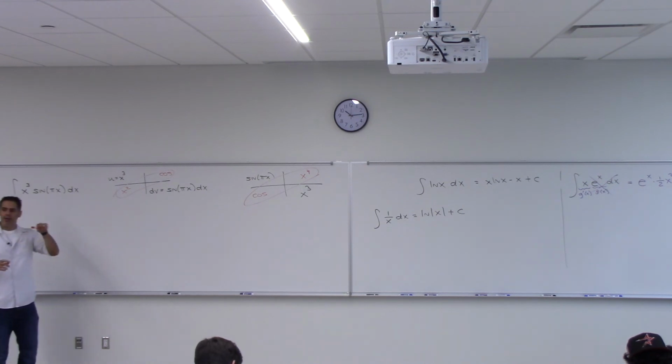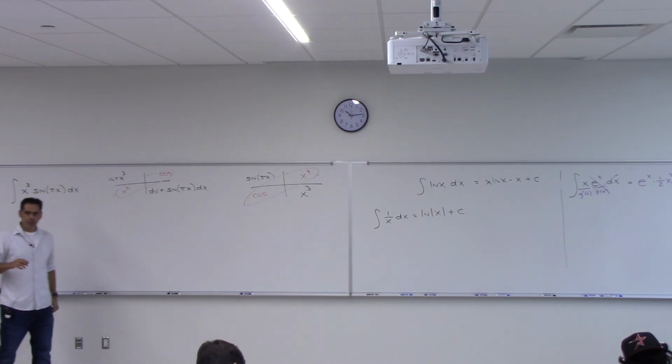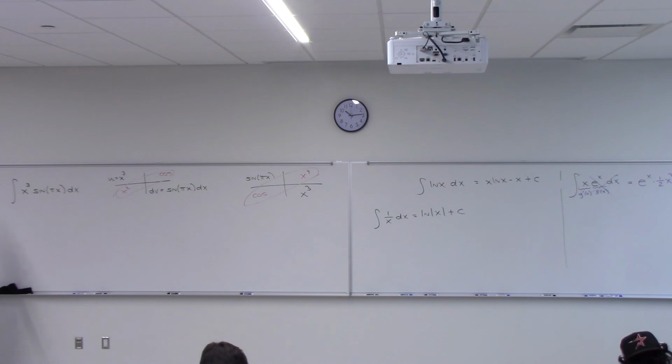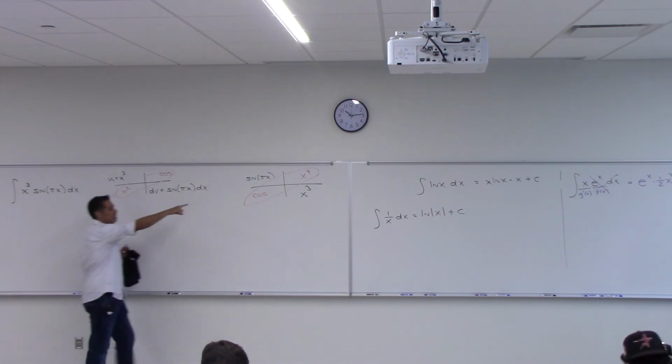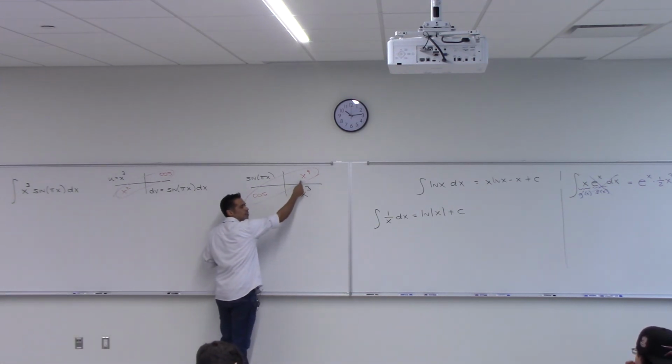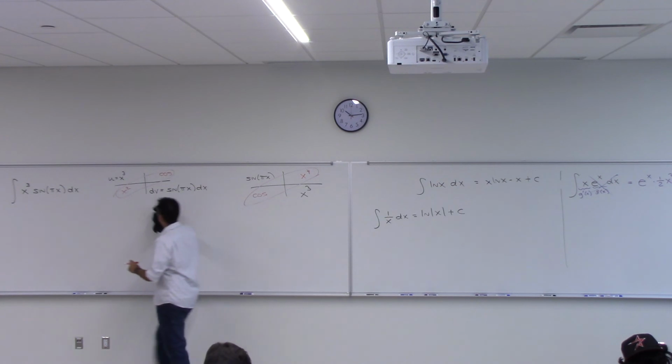Oh, you mean like a plus c each time? Let's do it and you'll see we don't. We just need a plus c at the end of everything. All right, so I don't want this because of the x to the fourth power. So I'm going to go to this one.